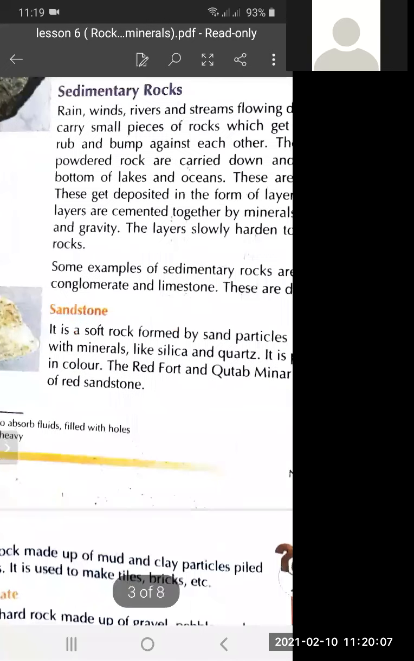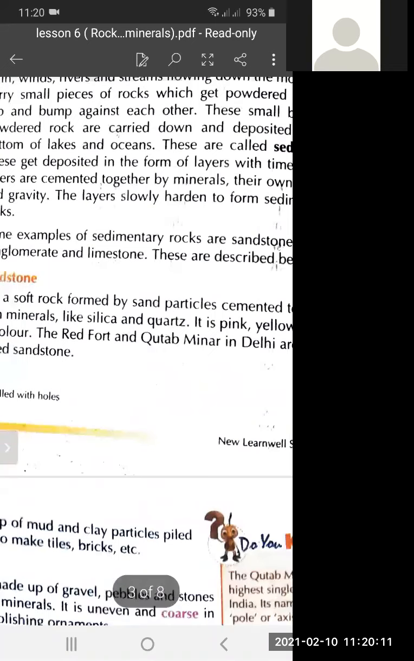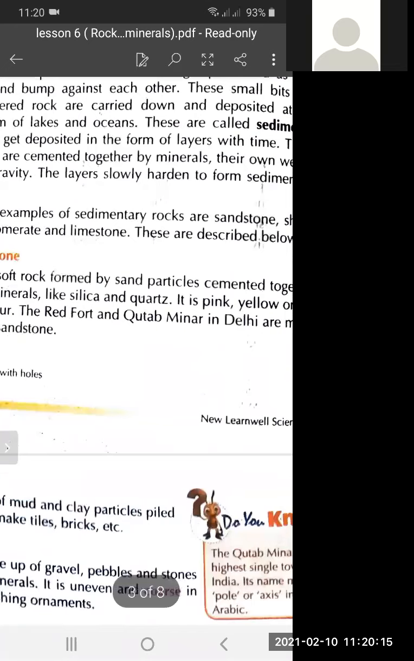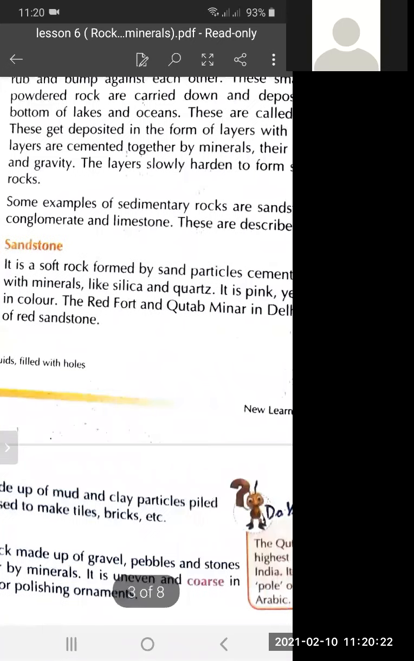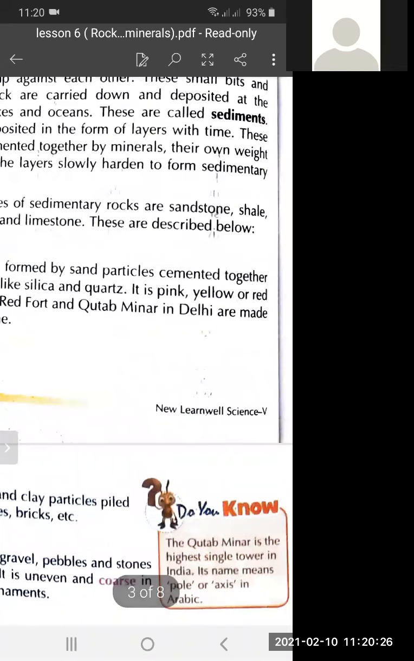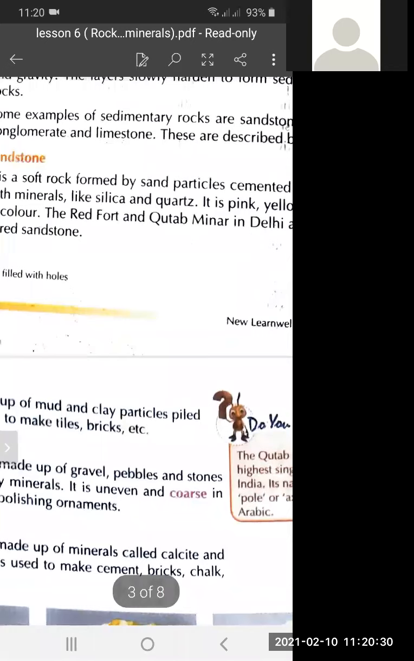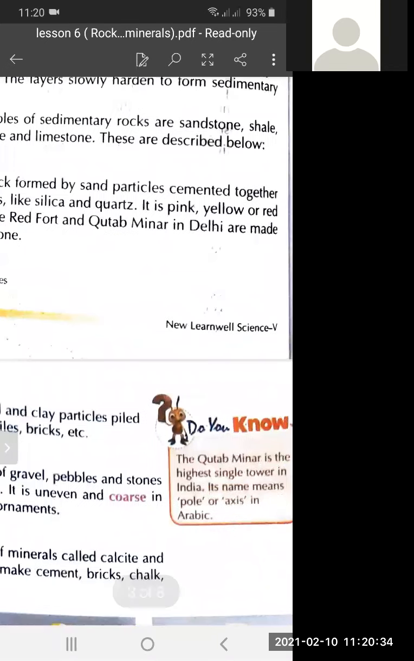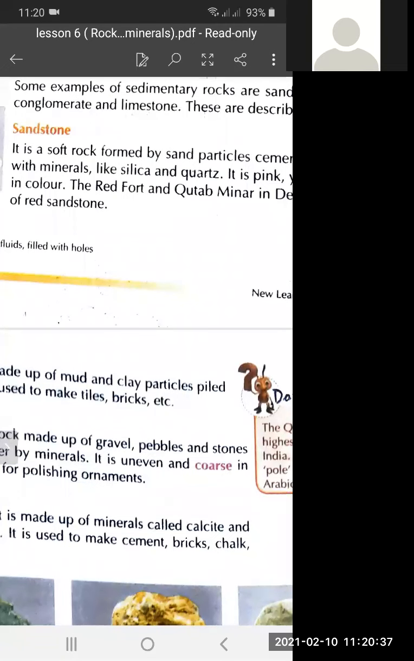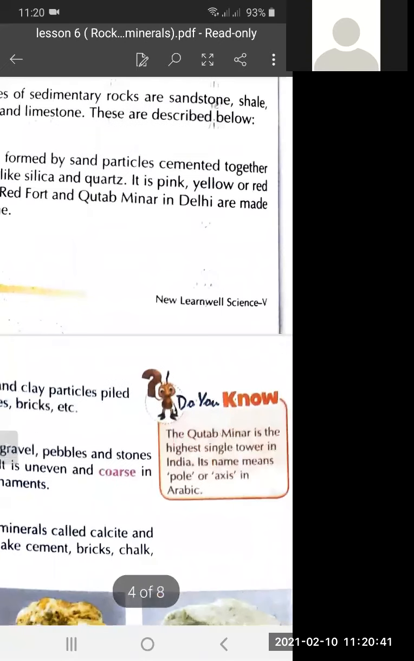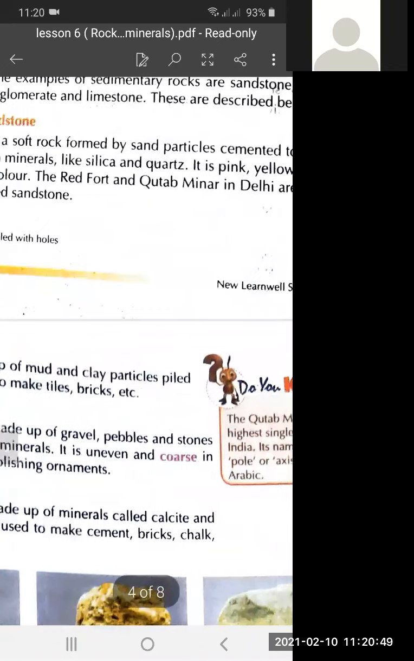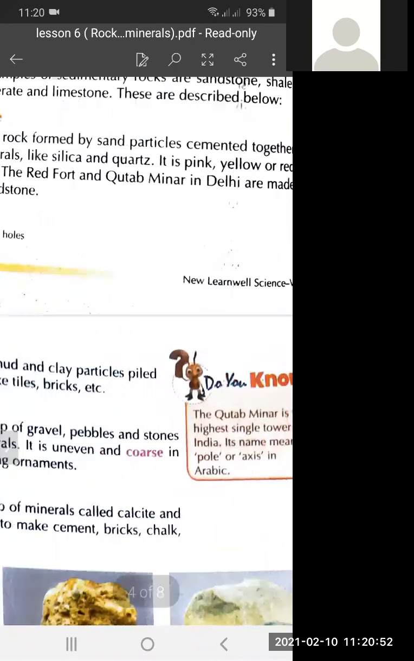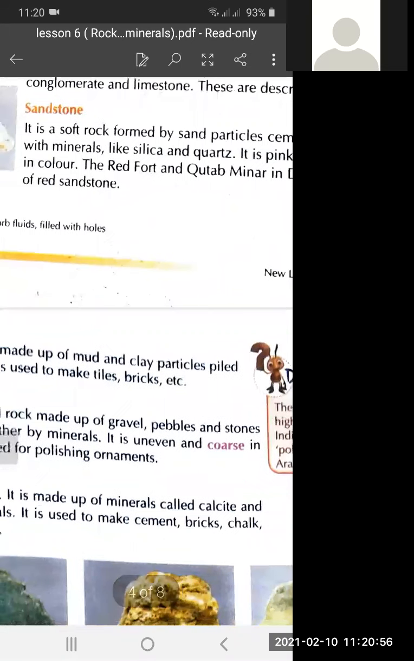Some examples of sedimentary rocks are sandstone, shale, conglomerates and limestone. They are described below. Sandstone is a soft rock formed by sand particles cemented together with minerals like silica and quartz. It is pink, yellow or red in color. The Red Fort and the Qutub Minar in Delhi are made of red sandstone.